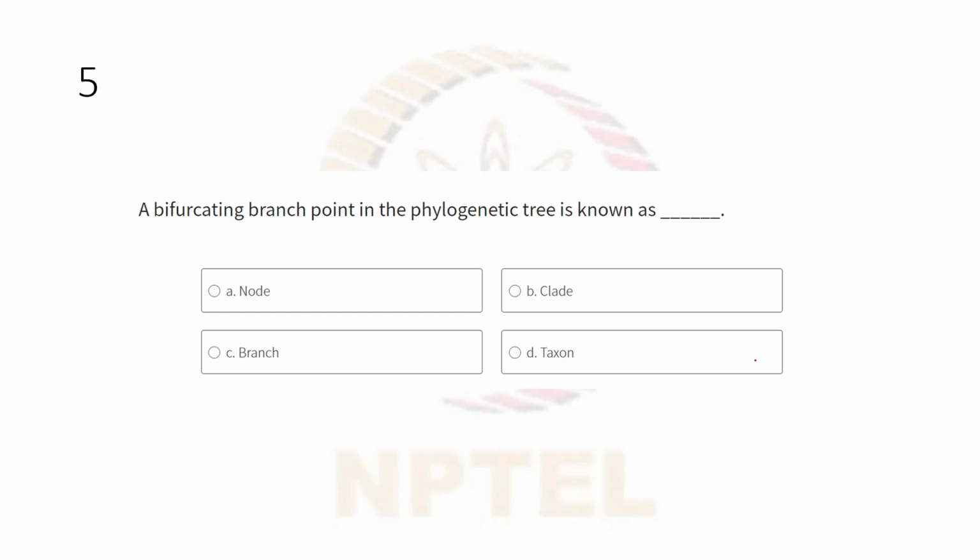So here is a simple question. A bifurcating branch point in a phylogenetic tree is known as.